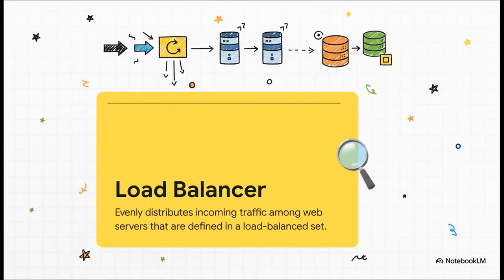And the solution here is a load balancer. Seriously, just think of it like a traffic cop for the internet. It sits right in front of all your web servers and it intelligently directs all the incoming requests across the entire fleet. This doesn't just improve performance by spreading the work out, it also gives us redundancy. If one server fails, the load balancer just goes, okay, and stops sending traffic to it.